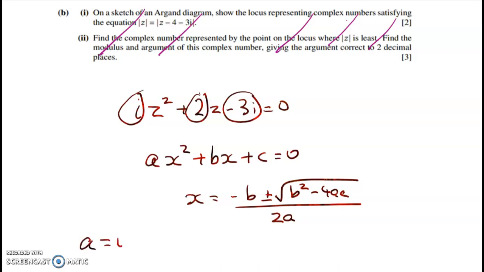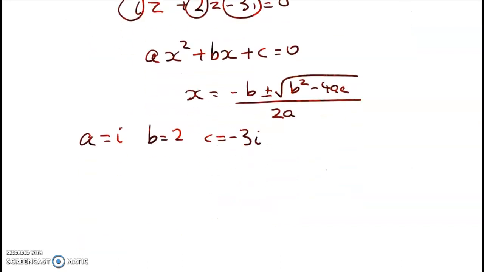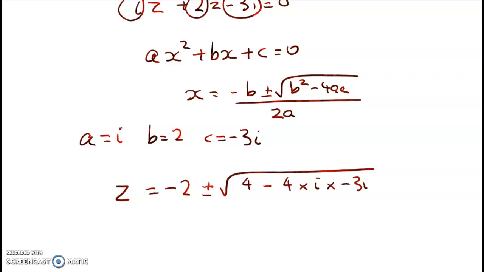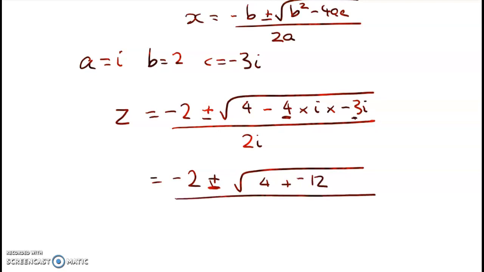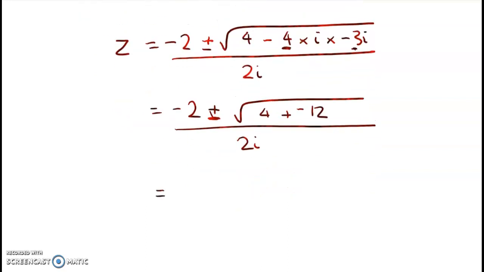So we'll start by saying a is equal to i, b is equal to 2, and c is equal to negative 3i. Now I'm going to substitute in to solve for z. So z is equal to negative 2 plus or minus the square root of 4 minus 4 times i times negative 3i, divided by 2i. I'm cleaning that up quite slowly because I don't want to muck up this step. So I've got negative 2 plus or minus the square root of 4 plus, now 12i squared gives me negative 12, divided by 2i. So we're just about there, right?